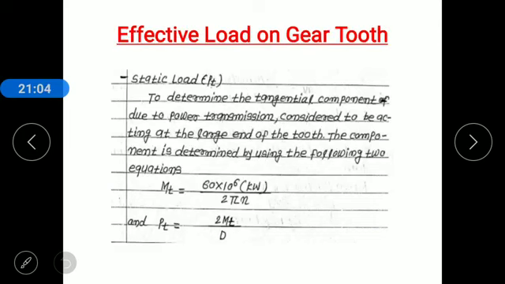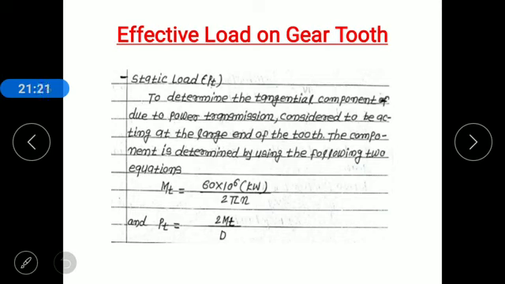Next point, the last point in this lecture, effective load. Effective load, again, is the sum of a static load and dynamic load, which was already discussed in spur and helical gears. Same thing is here. Static load, that is the tangential force P suffix T.